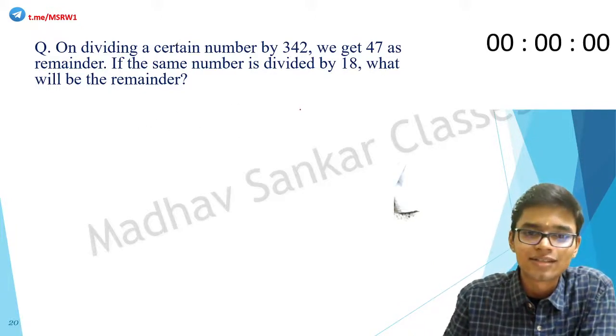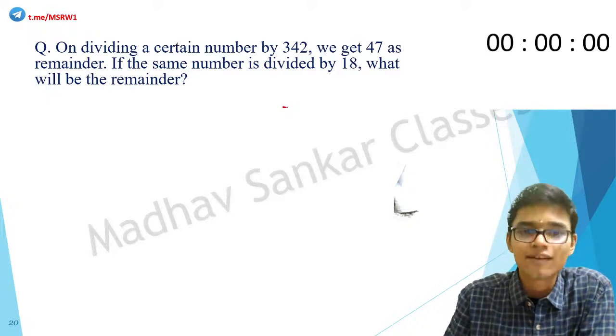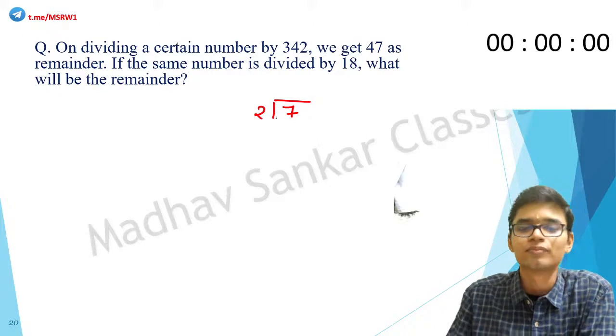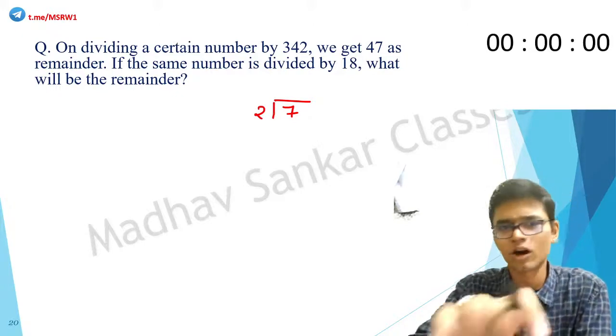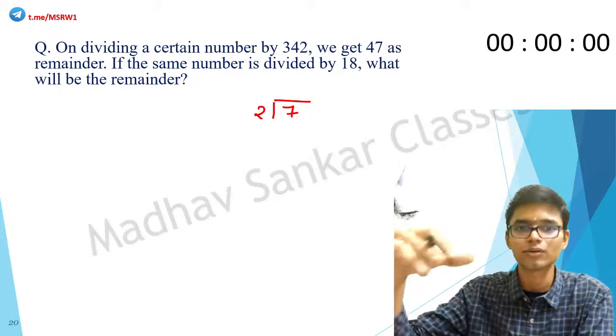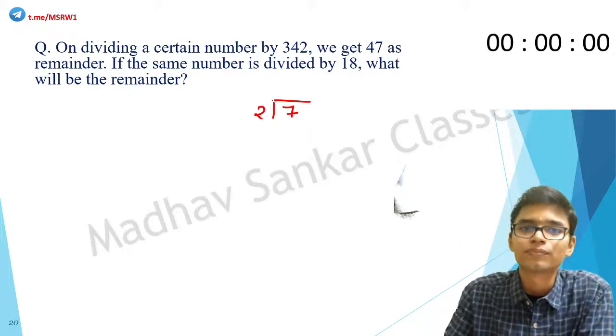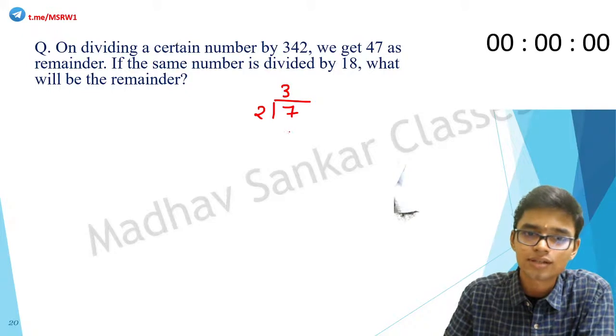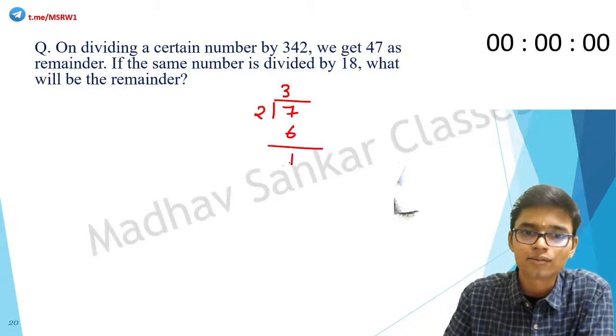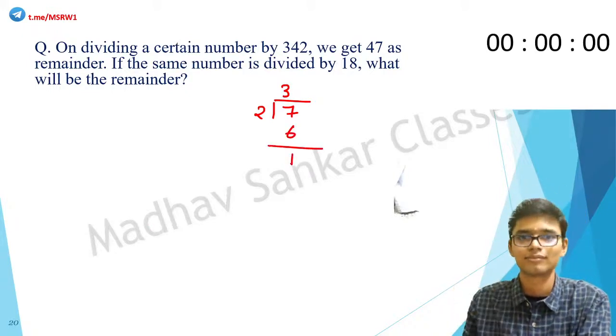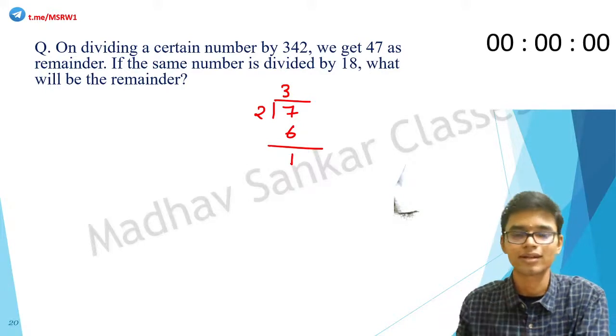How would you do this? 7 divided by 2. This is not related to this question. I'm just going to give you a concept. 7 divided by 2. So 3 2s are 6 and the remainder is 1. No doubts, right? This is correct.